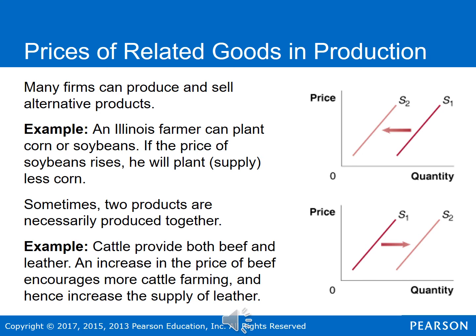So looking at the figures on the right, the top one represents the supply of corn if the price of soybeans increases. Because that alternate product's price increases, that's going to shift the supply curve to the left, moving from S1 to S2. On the other hand, the figure on the right on the bottom shows what happens if there's an increase in supply of leather. So we have an increase in the price of beef, causing farmers to raise more cows to be slaughtered for beef. That's going to increase the supply of leather. So it's going to move the supply curve from S1 to S2 out to the right.